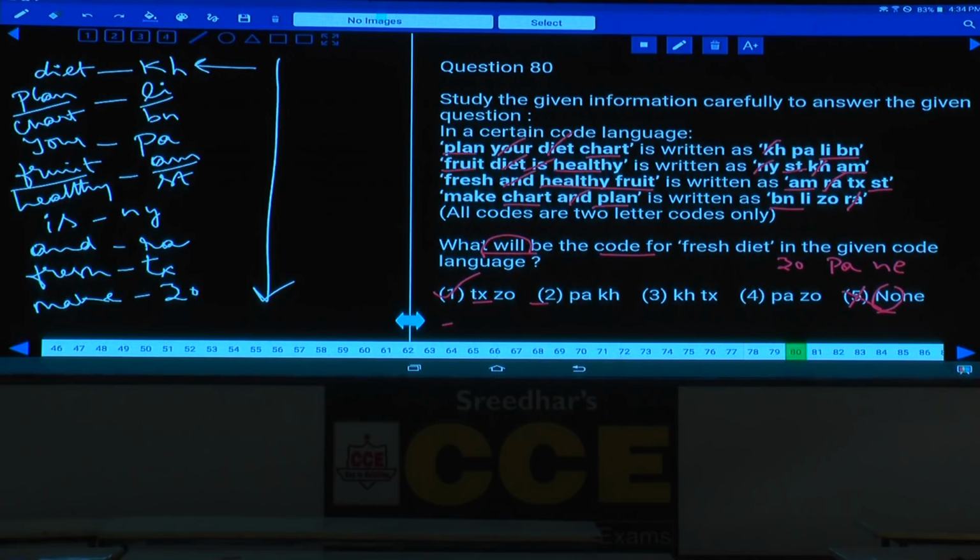79, choice 1. Then coming to question number 80. What will be the code for fresh diet? Fresh is TX and diet is KH. TX and KH, choice 3.